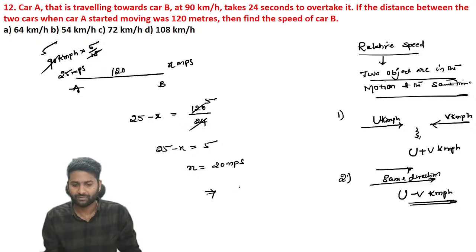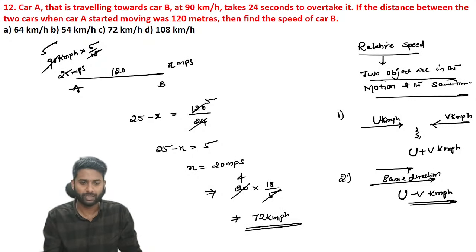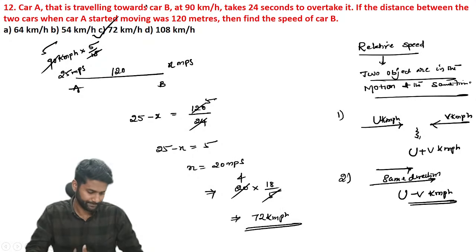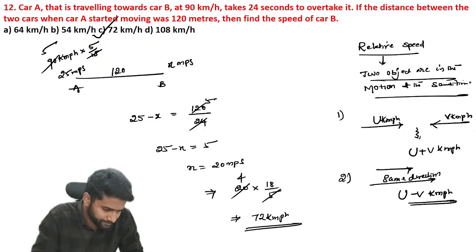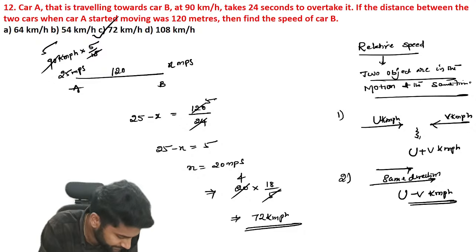But we have to convert meter per second into kilometer per hour, which is multiplied by 18 over 5, so this is exactly 4 times. So here the speed of car B is equal to 72 kilometer per hour. Is it clear?